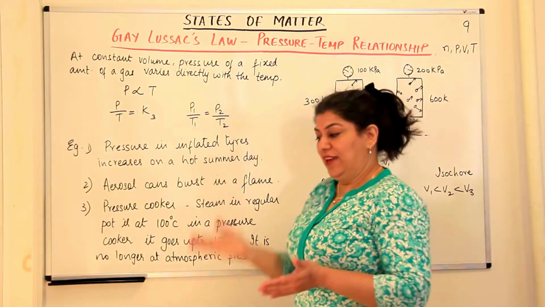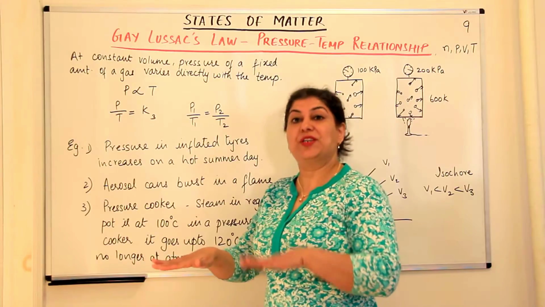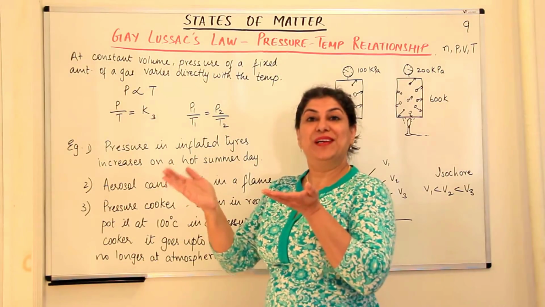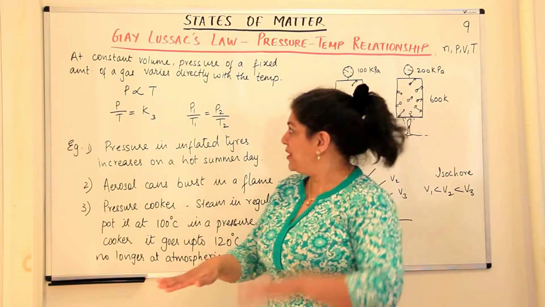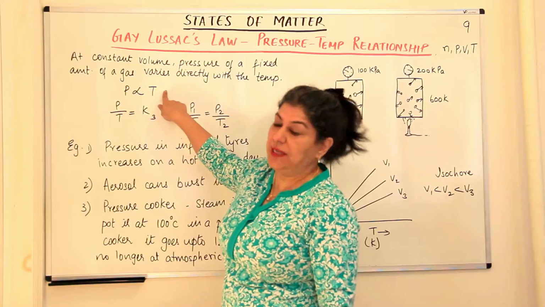In other words, if pressure goes up, temperature goes up. If pressure goes down, temperature goes down, or vice versa. If temperature goes up, pressure goes up. If temperature goes down, pressure goes down. So we write it as P is directly proportional to T.